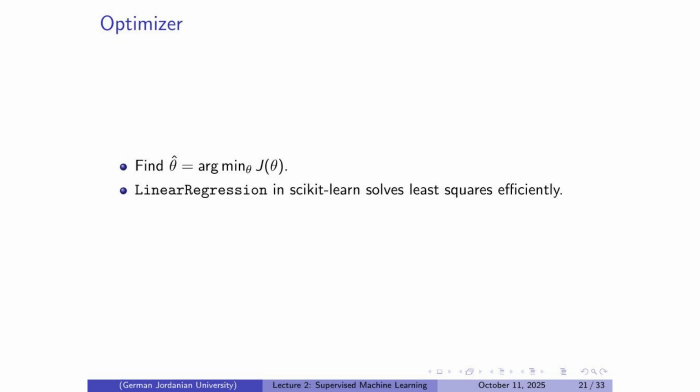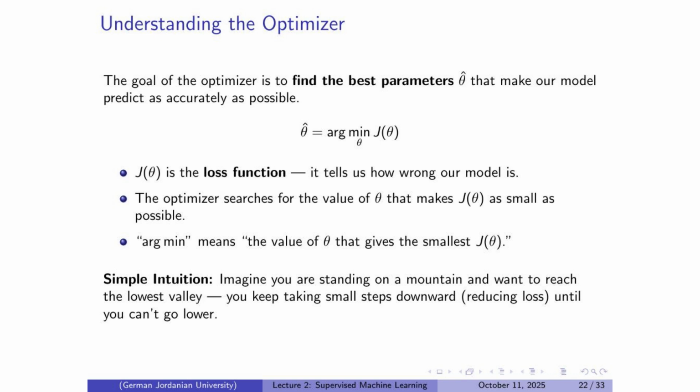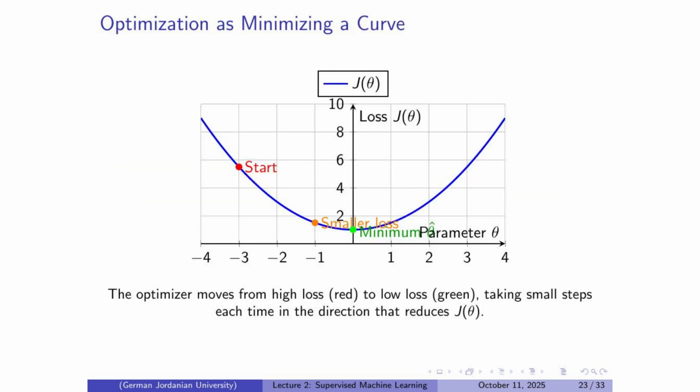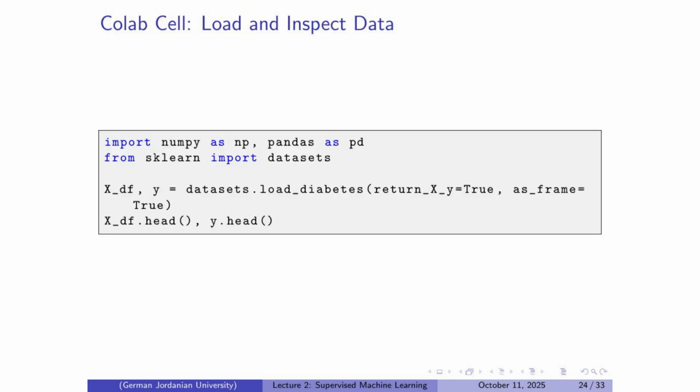Now we need to find theta values that minimize the loss. In scikit-learn, linear regression does this automatically by solving a least squares equation. The optimizer tries to find theta hat, the best parameters that make loss smallest. Think of walking downhill until you reach the lowest point. That's your best theta. Here's a curve showing loss versus theta. We start high, take steps downhill, and stop at the lowest point, the minimum. The optimizer updates theta a little each time.